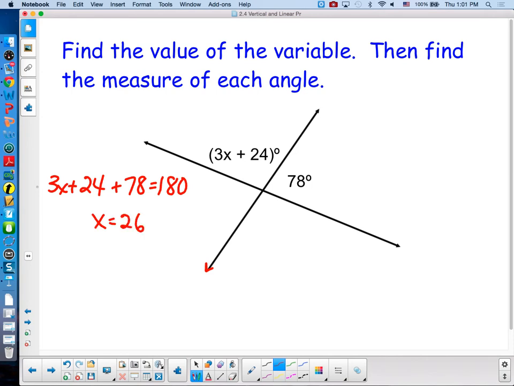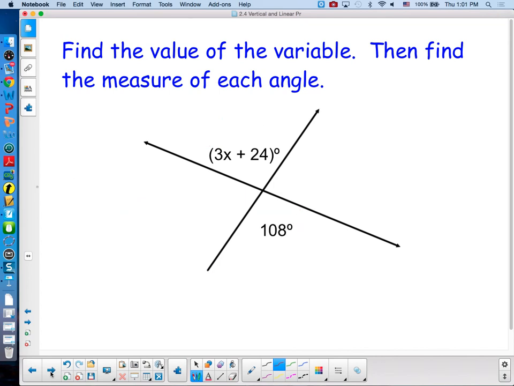26. Then when you substitute in 3 times 26 plus 24 was 102. Does that make sense? If this is 78, this would be 102. That adds to be 180. Okay, what's this angle? And what's this one? 102. Okay. Got it?